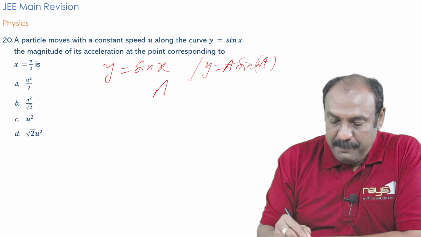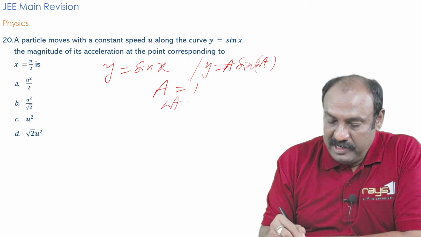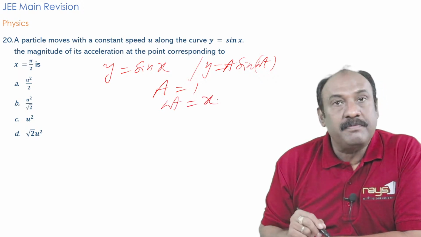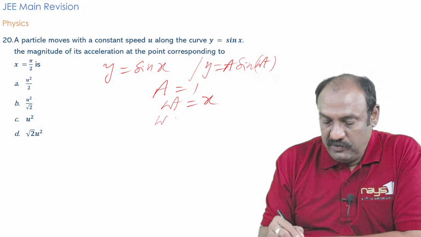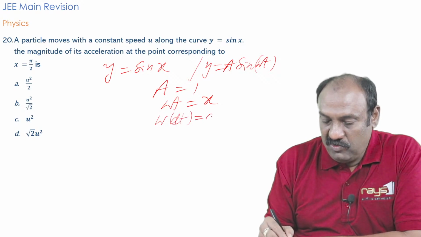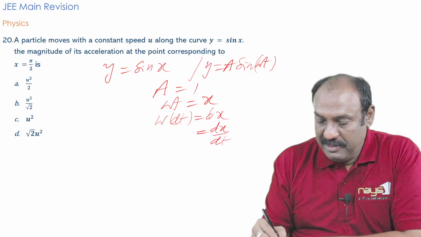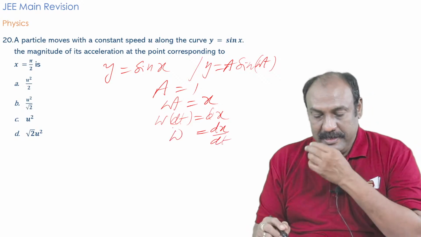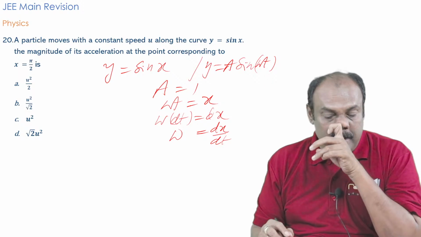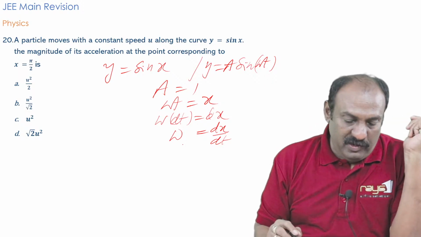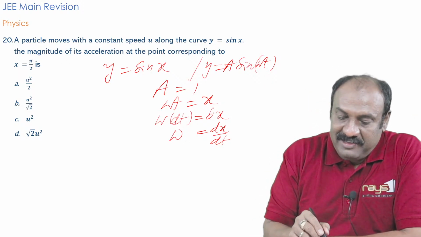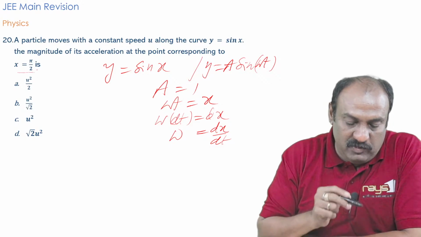So here the amplitude is 1, and omega t is equal to x. So omega into t can be written as dt is equal to dx, so dx by dt can be written as omega. Okay, now what do we want? The magnitude of its acceleration at the point corresponding to x equal to pi by 2.